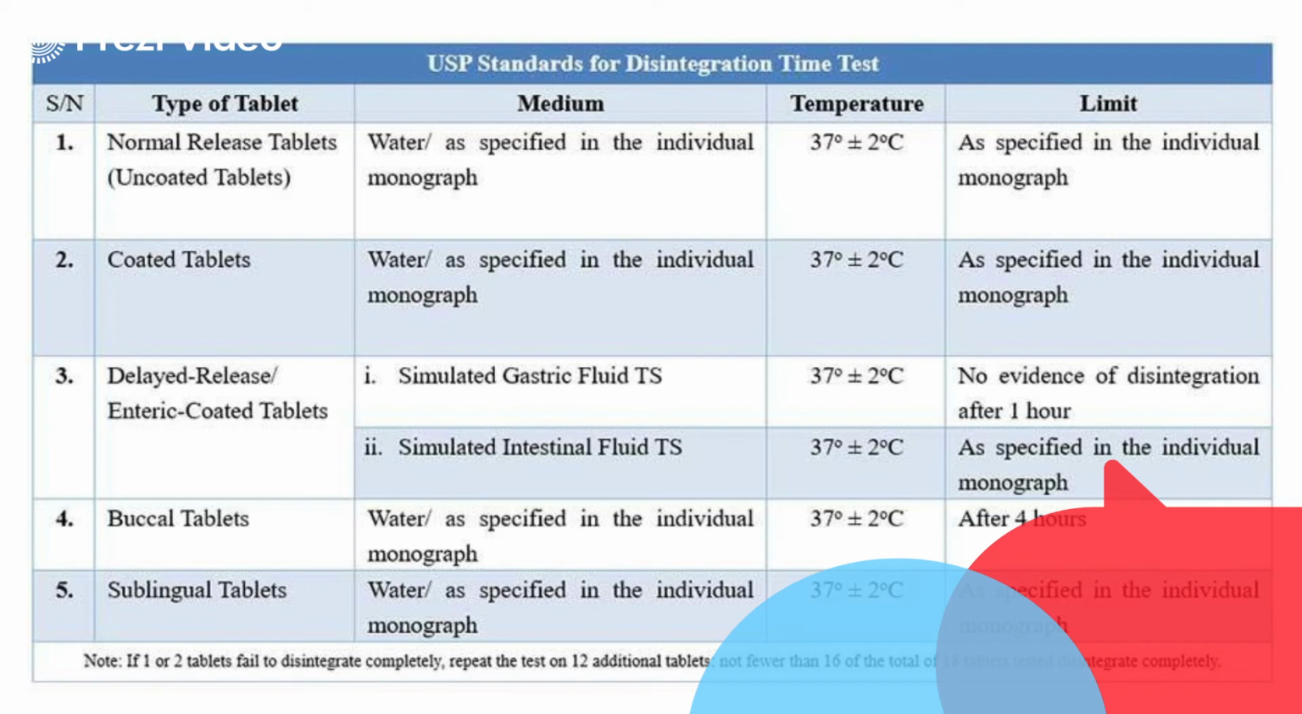So USP does not give out clear-cut time limits. It simply says to follow the official monographs. One thing to be noted here is that the temperature is 37 degrees Celsius for most of the tablets. If one or two tablets fail to disintegrate completely, the test has to be repeated for 12 additional tablets, and not less than 16 of the total 18 tablets should disintegrate completely. So again, the acceptance criteria in all the pharmacopoeias remain the same.